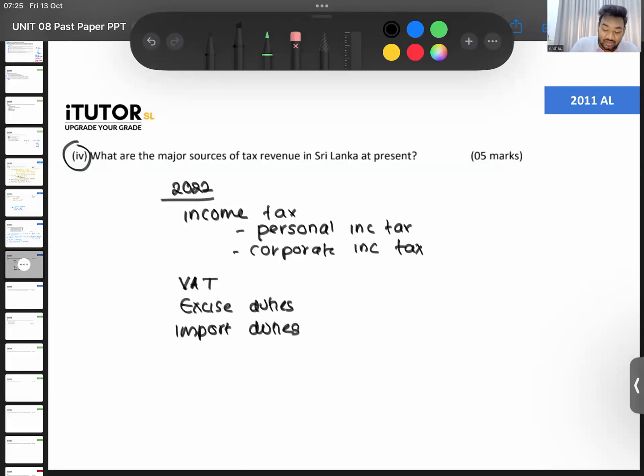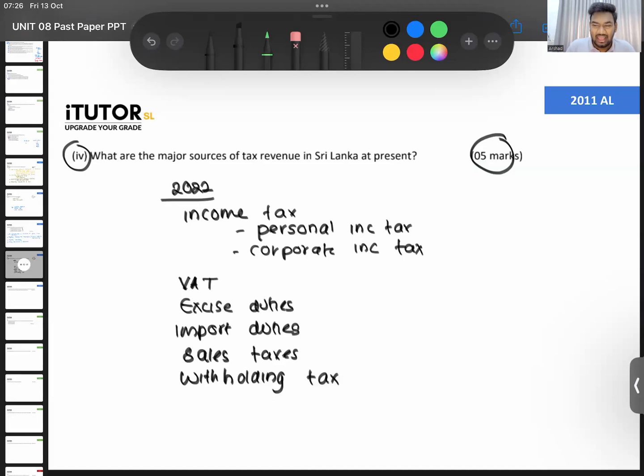Now see, 5 marks, so you write at least 5 there. You can talk about sales taxes. We also have something called withholding tax, Lamai. For example, if you have money in the bank and you earn 10% interest on a fixed deposit, on that interest the government will charge a tax. That's what you call a withholding tax.